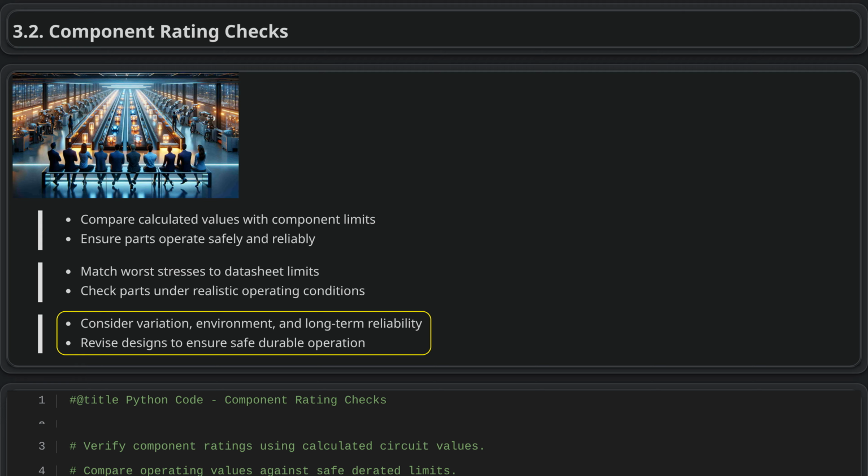Component rating checks make sure a circuit will remain safe and reliable under real-world conditions, not just ideal calculations. Variations in supply voltage, manufacturing, temperature, wear, and heat buildup can make a chosen part unsafe or unreliable. Designers may need higher-rated components, adjusted values, or better cooling so the final circuit is durable for its intended use.